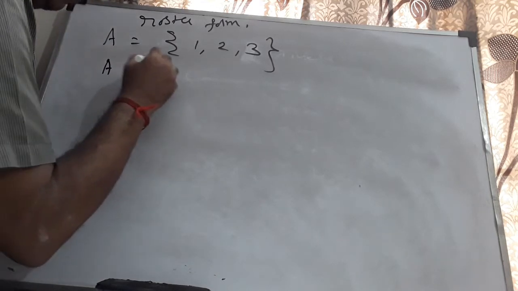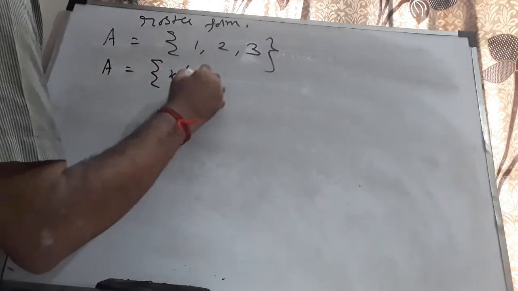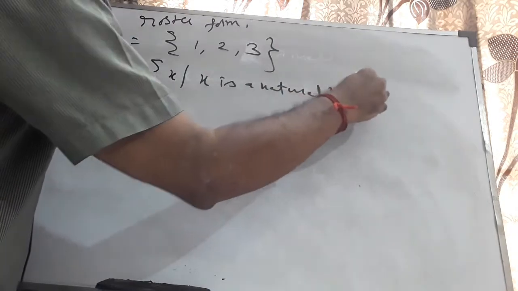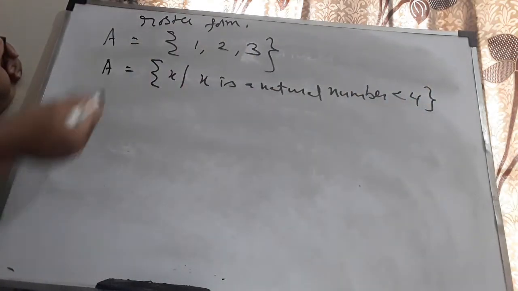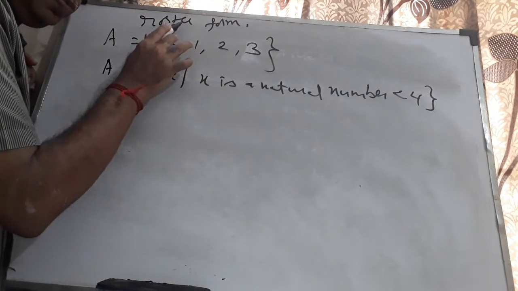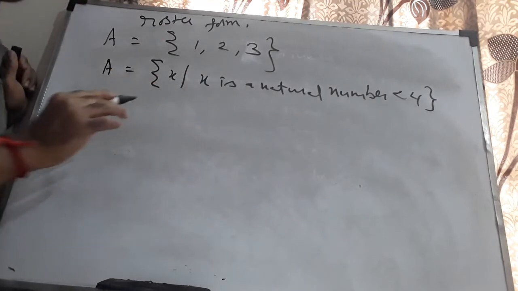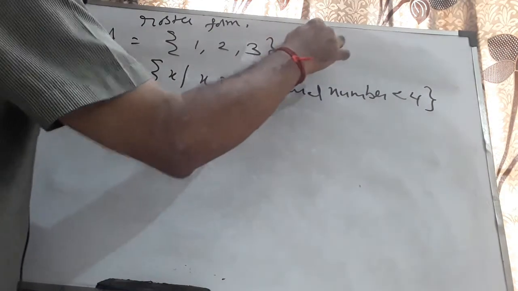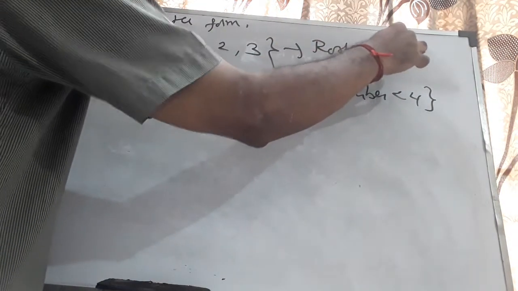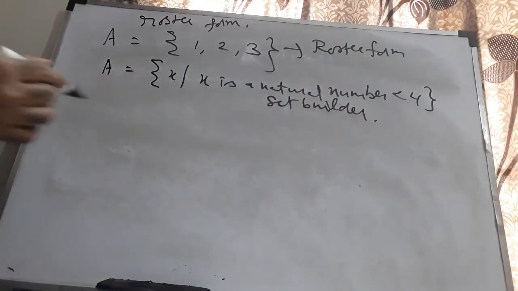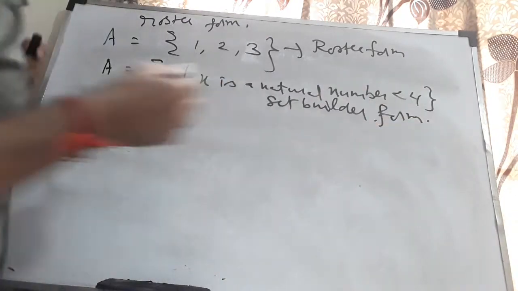The corresponding set builder form here will be {x such that x is a natural number less than 4}. It is the first three natural numbers that we have listed out. If I list out all the elements in a given set, it is called the roster form. If I write it with the common property of the elements of the set, it is called the set builder form. Therefore, this is an example of roster form, and the same thing I have written in terms of set builder form.